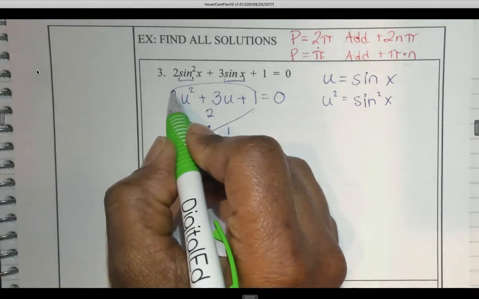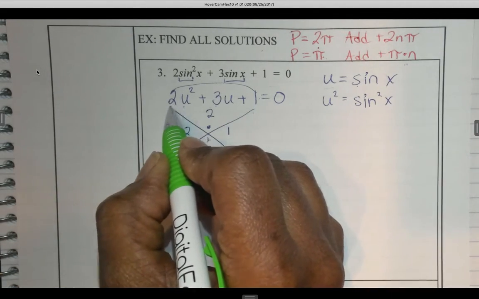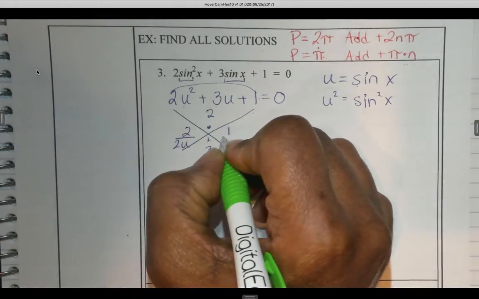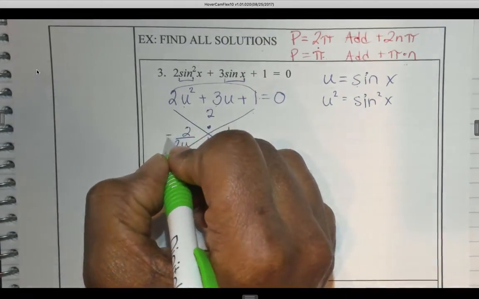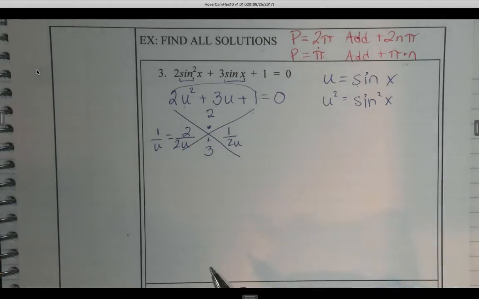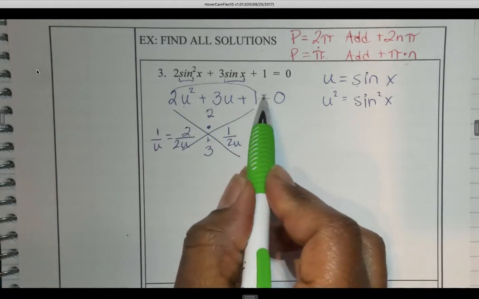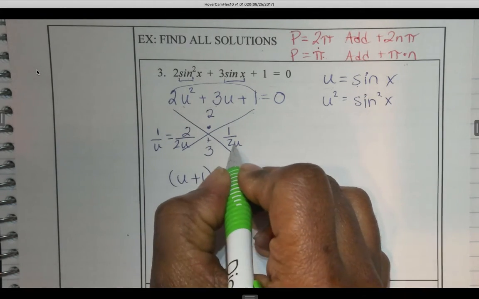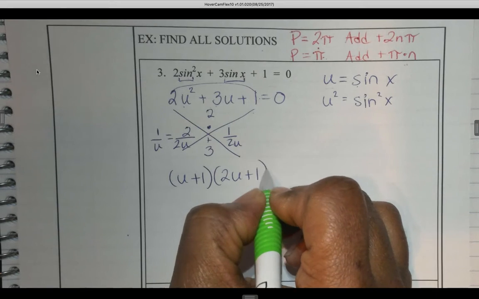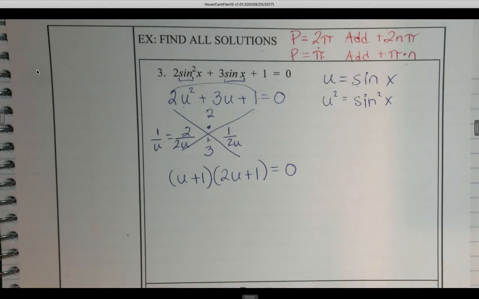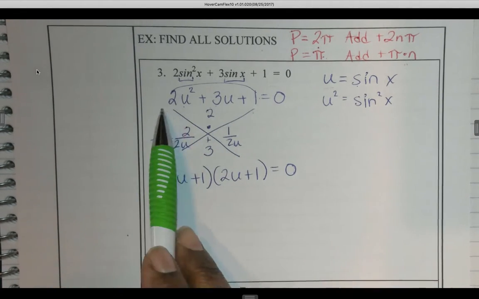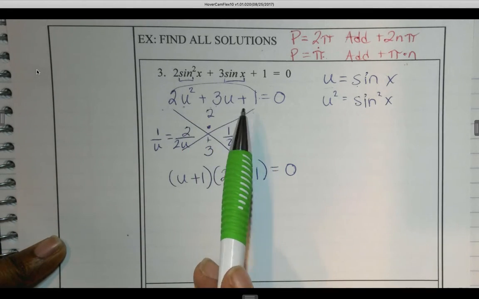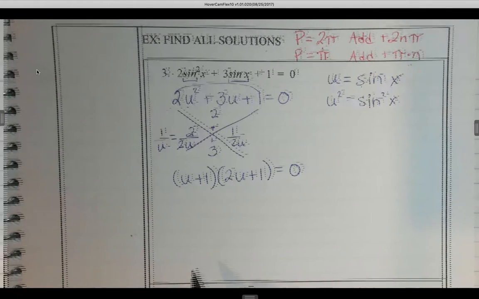Okay, and because there was a number in front of my squared term, I'm just going to divide by 2, and because this simplifies I get 1 over 1u. So when I factor this, I'm going to factor it to u plus 1 times 2u plus 1. And of course, you can use factor by grouping, you can use the box method, any method to factor, or like I said, the quadratic formula would also work and give you your answers for u.